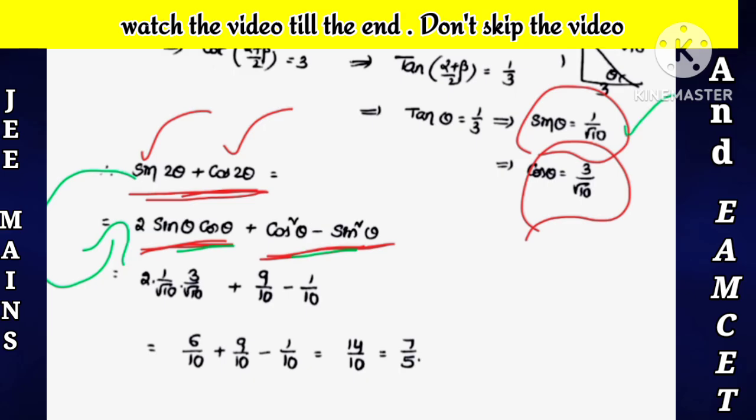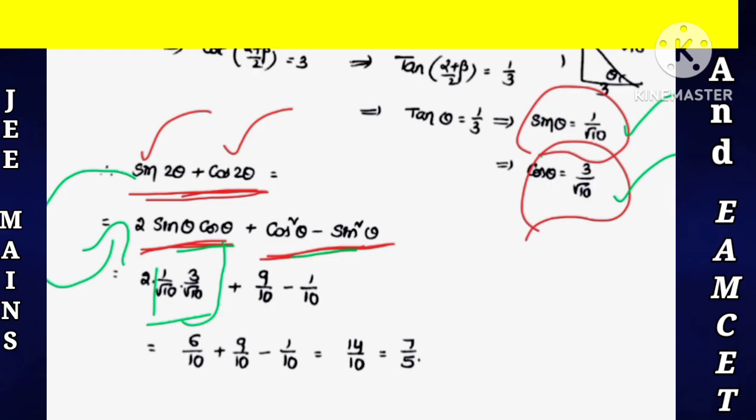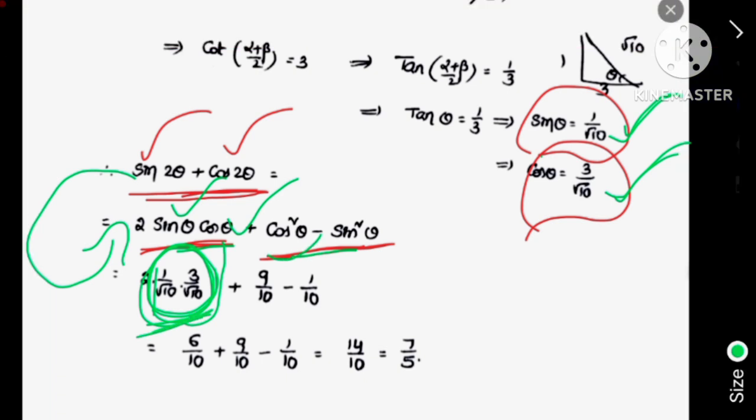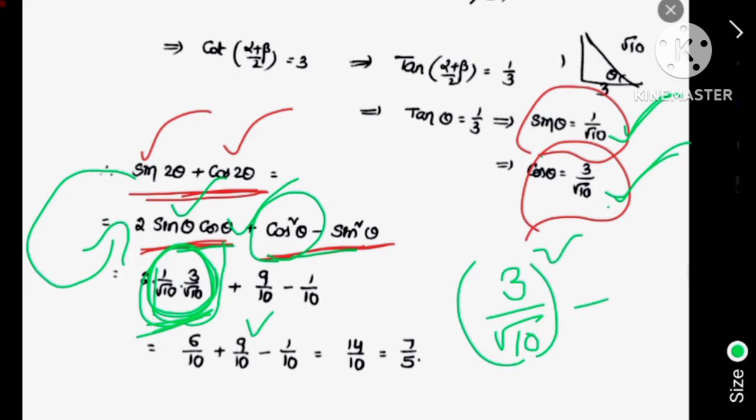So clearly here, I have already found the values of sin theta and cos theta. Now replace the values. What is the sin theta value? 1 by root 10. What is the cos theta value? 3 by root 10. Okay, here replace the sin theta and cos theta values. Next, cos square theta: cos theta is 3 by root 10, 3 by root 10 whole square, that is 9 by 10. Next, sin square theta: sin theta is 1 by root 10, 1 by root 10 whole square is equal to 1 by 10.